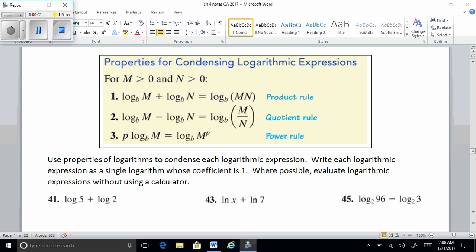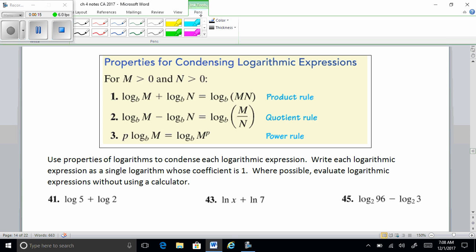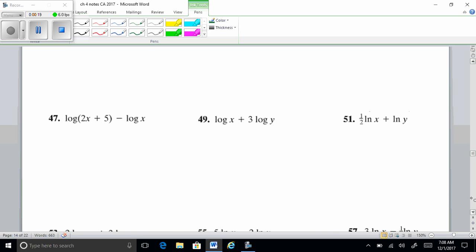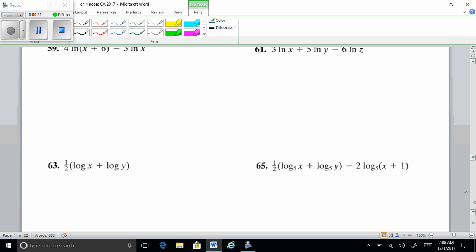All right, so this first video, I'm going to finish the 4.3 notes where we stopped. So we looked at condensing them. That's where we're going to use these properties that you can see right here. And so we already completed the first page, so I'm going to scroll down. Okay, and I believe we already did 59, so I'm going to start at 61.